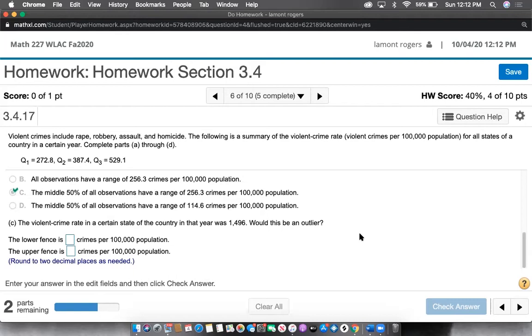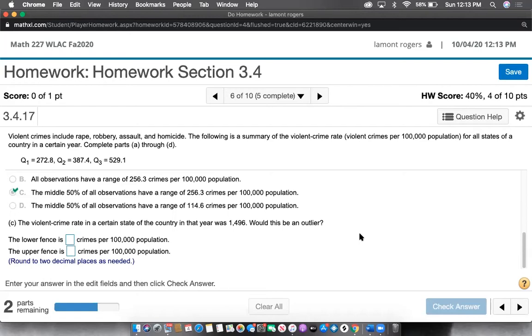All right. The violent crime rate in a certain state of the country in that year was 1,496. Would this be an outlier? And so what would I compare this to know if it's an outlier or not? Should I graph it out to see it, or should I just know by reading this? You got to check the notes. I'm going to tell you how to do it, but you need to know how to do this without me. Do you want me to show you how to find it in the notes, or do you want me to just show you how to do it? I'll find it in the notes for sure.